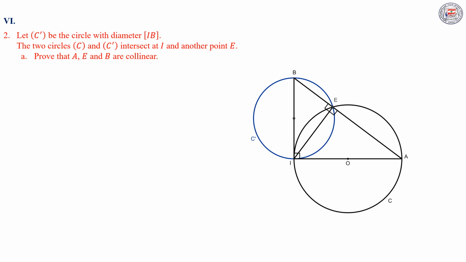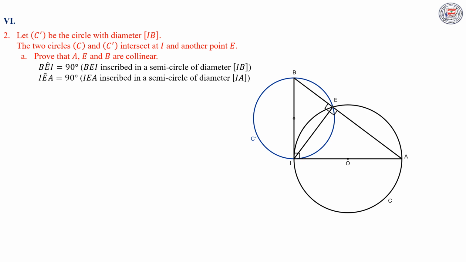In order to prove that the three points A, E, and B are collinear, we have to prove that the angle AEB is equal to 180 degrees. We know that the measure of the angle BEI is 90 degrees. Since the triangle BEI is inscribed in a semicircle of diameter IB, any triangle inscribed in a semicircle is a right triangle. And if BEI is a right triangle, then the measure of the angle BEI is equal to 90 degrees.